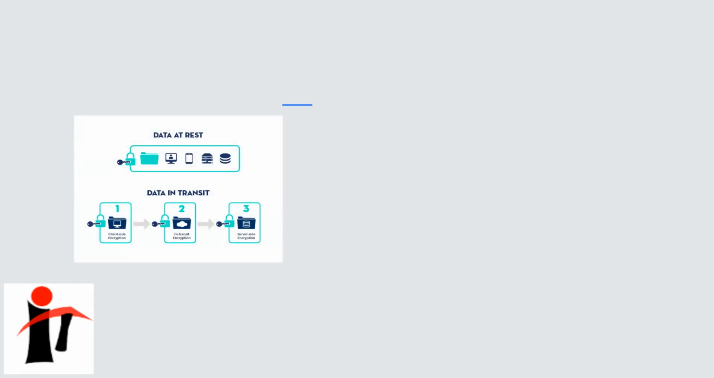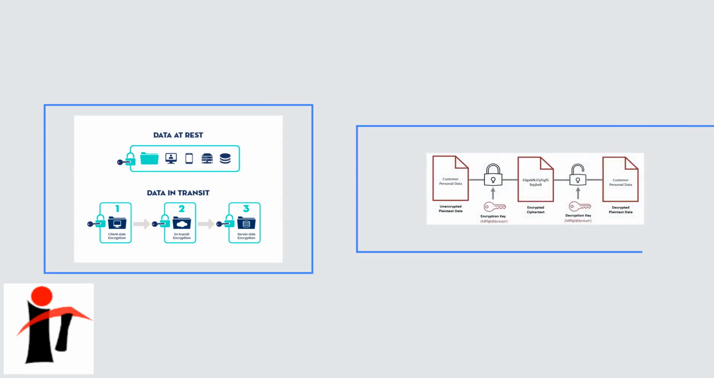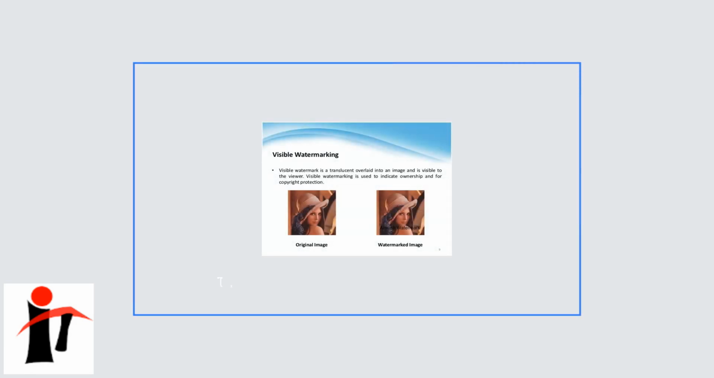Miro secures your data with encryption. Data at rest, like stored boards, and data in transit during exports are both protected using advanced encryption methods. When exporting sensitive boards, always be mindful of security. Consider adding visible watermarks to protect your content and prevent unauthorized use.